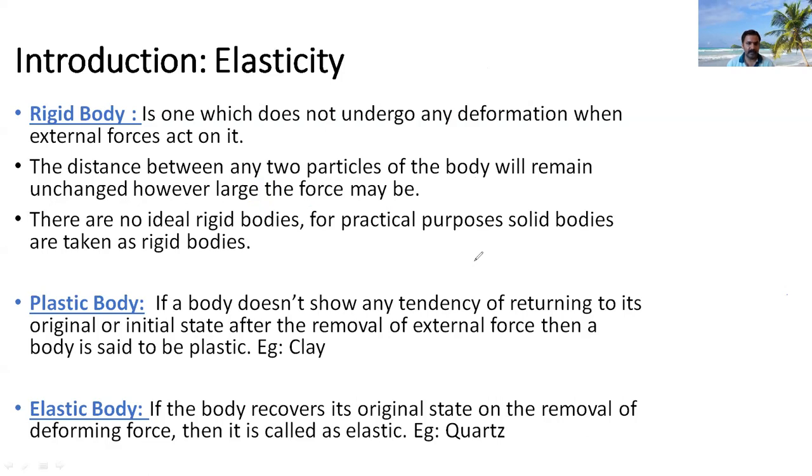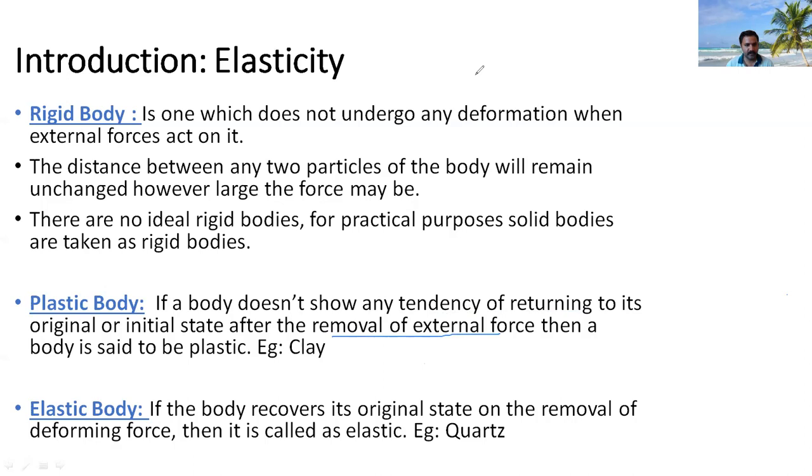So what is a plastic body? A plastic body means a body that doesn't show any tendency to return to its original configuration after removing the applied force. When you remove the external force on the material, if the body doesn't return to its original configuration, then we call it a plastic body. For example, clay. It will remain in the deformed form after removing the applied force.